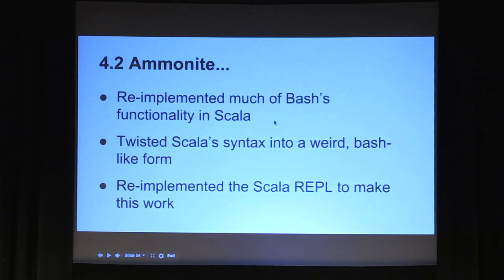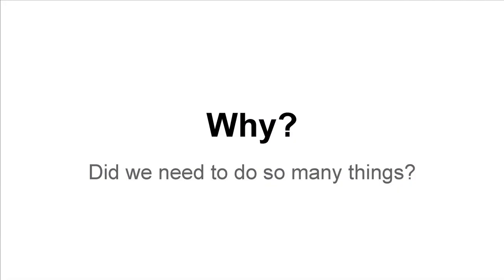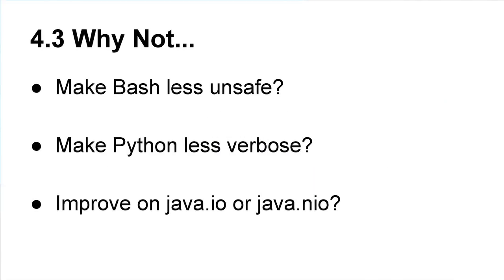And we've re-implemented the whole Scala REPL to make it work. So this is easier than it sounds, but still was a bunch of work. I think it's maybe like 3,000 lines right now for the whole thing, which is OK. So why did we do it? Why couldn't we fix bash, fix Python, or fix java.io or java.nio? And I would argue that the reason we can't do these other alternatives is actually pretty fundamental.